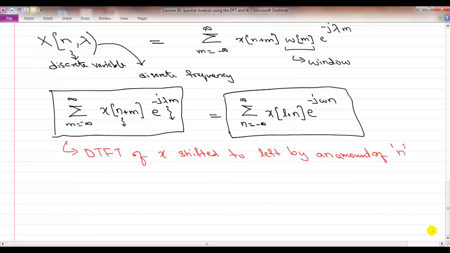So I could say compute the DTFT at time n equal to 0 by shifting it by amount 0. At time n equal to 1, compute the DTFT by shifting it to the left by n equal to 1. So wherever I am in time, I just shift by that amount to the left. Or effectively, I make my origin where I am currently in time. If I am at n equal to 10, I make my origin n equal to 10, and I just compute this DTFT.